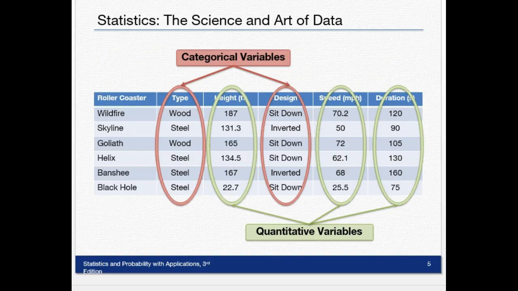All right, so if we look back at our table about roller coasters, here are our individuals over here, the farthest left column, and we look at our variable columns. The type of roller coaster, these are all descriptors that are words, not numbers, so it's categorical. Height is a number, and it's averageable, so we consider that quantitative. Design is either sit down or inverted. That's definitely categorical. Speed is a number, can be averaged, so it's quantitative. Duration is the length, can be averaged, so it's quantitative.